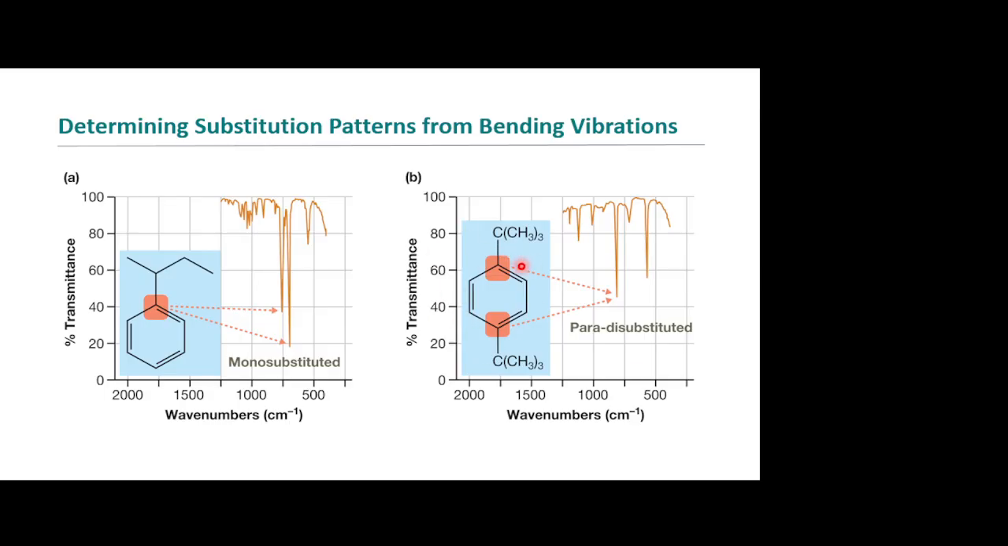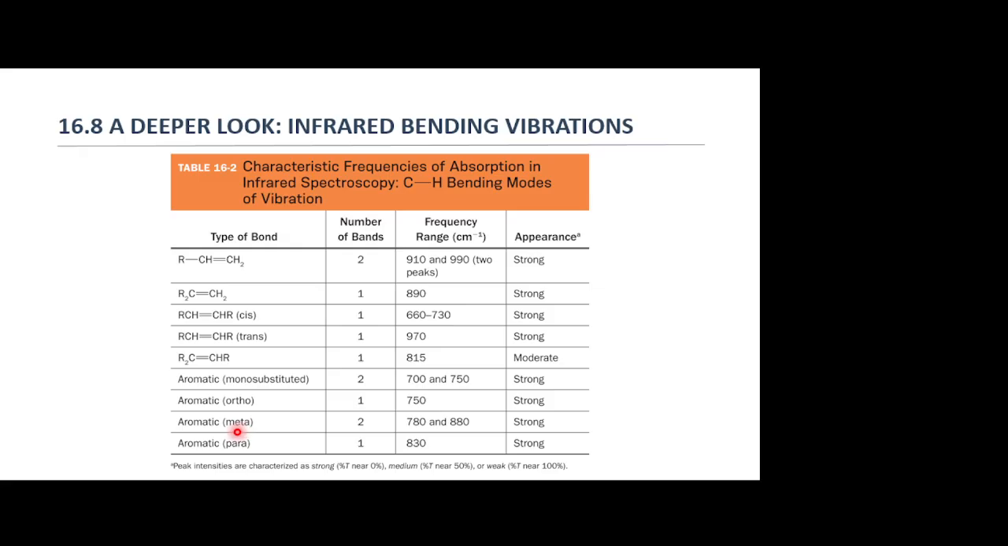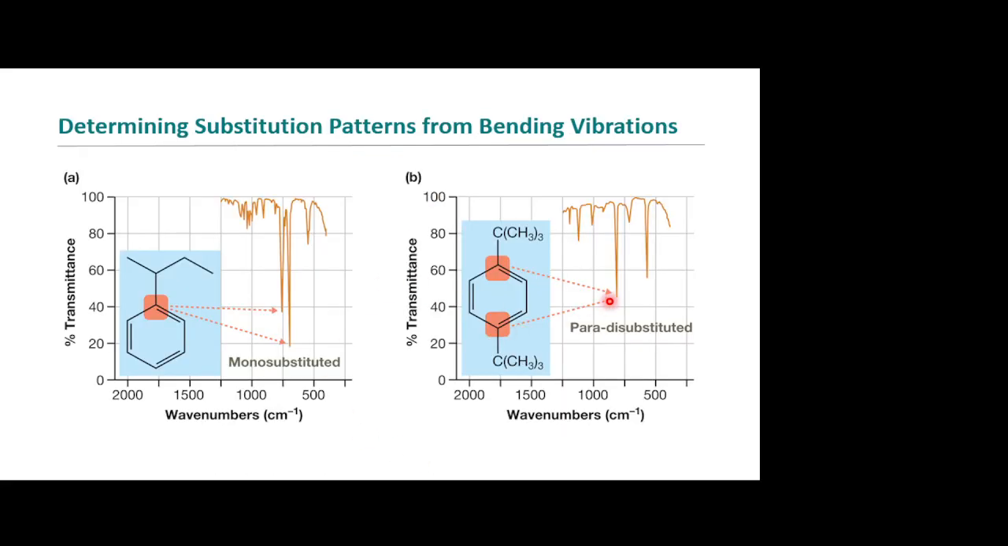This here is di substituted. That's the para substitution in this case right here. And if we look up here at the table again, we can look at para substitution 800 to 830, and this is 830 right here. Everybody see that okay? And so this gives you a way of differentiating again your substitutions on your benzene rings.